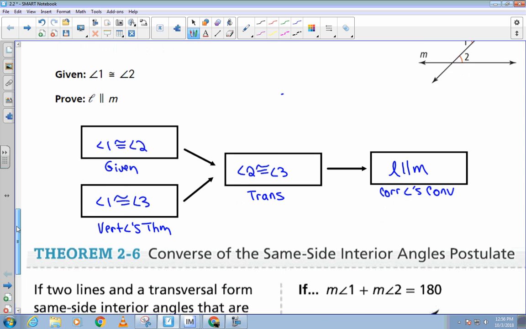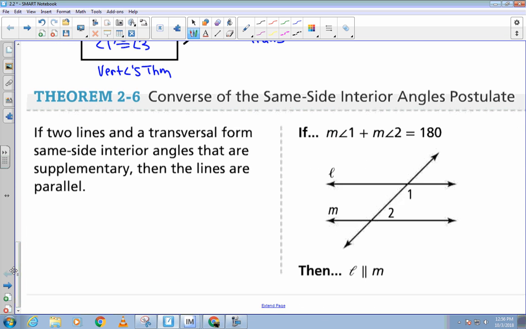This one's a postulate, and it is the converse of the same side interior angles postulate. And so basically, if I can show that these two angles add together to equal 180, then I can say that the lines are parallel. Okay, so these two angles together add up to equal 180, then I can say that I have parallel lines.